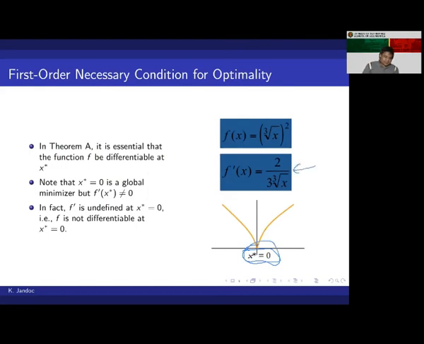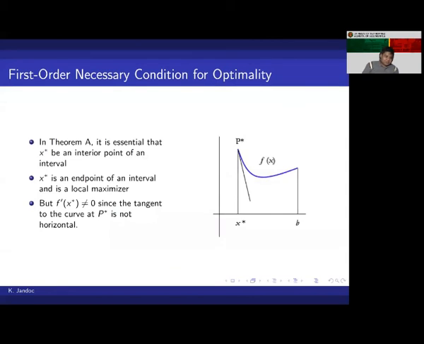So therefore, we can find optimizers that are not necessarily stationary points. Stationary points meaning that f prime at x star equals 0 is satisfied. So this is a critical point but not a stationary point. So optimizers can be non-stationary points, a point which is not a stationary point.